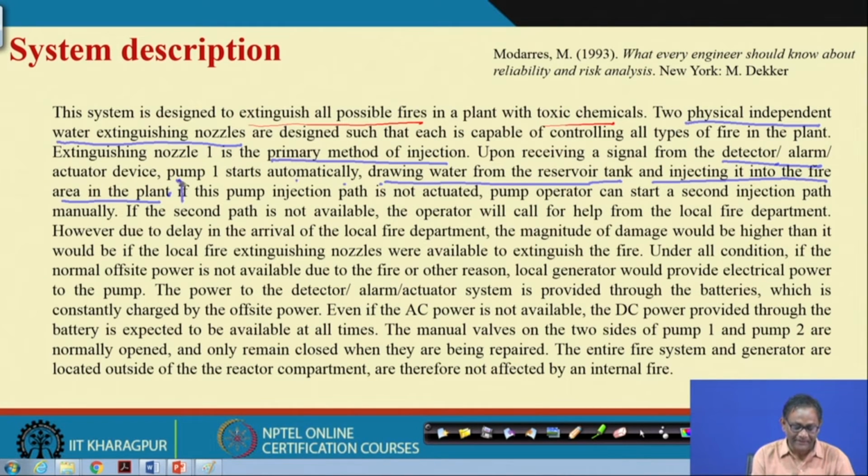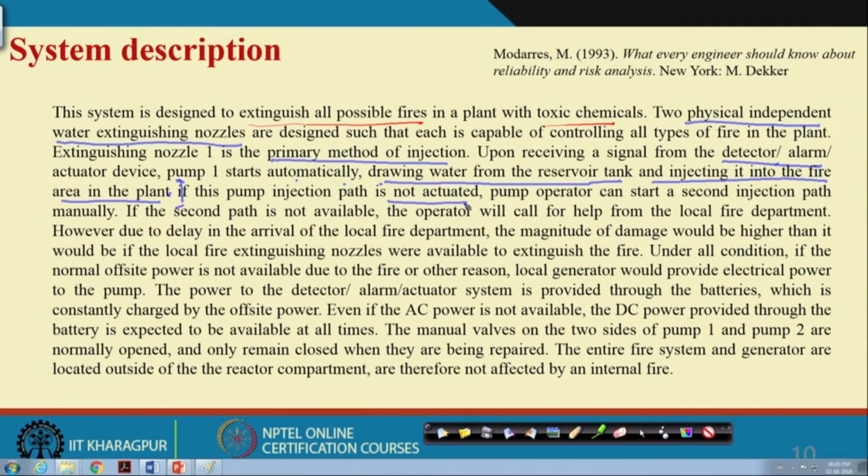Now, what will happen if this pump injection path is not actuated? The operator can start a second injection path manually. This is the manual one. If the second path is not available, then the operator will call for help from the local fire department. So there are three: one is injection 1, which gets a signal from the alarm detector and starts working. If that doesn't work, then injection system 2 is there, which will be operated manually by the operator. Suppose both fail, then the operator calls the local fire department.